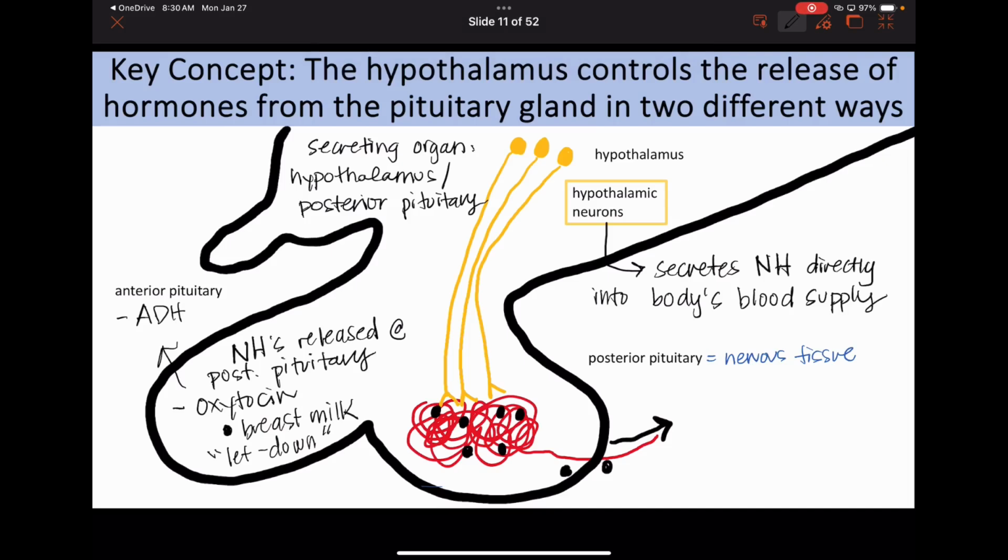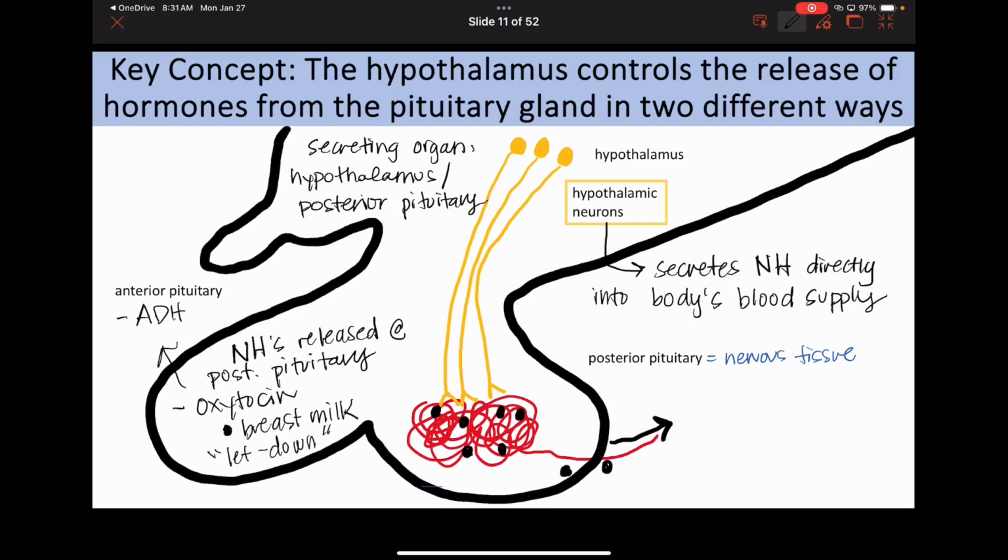Any other questions? Yeah. So since there's no capillaries, what's that reference? That is a capillary system because you always have to release into a capillary, but then it goes immediately out to the body. It's not a portal system like the other one. It's just a bed of capillaries.